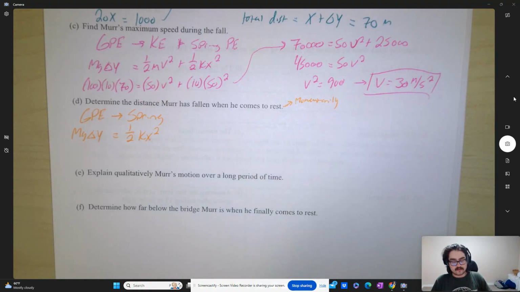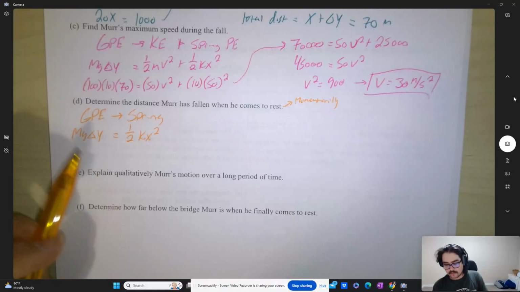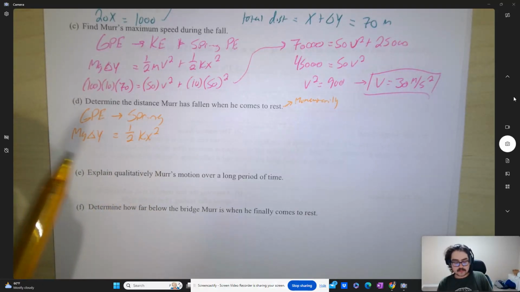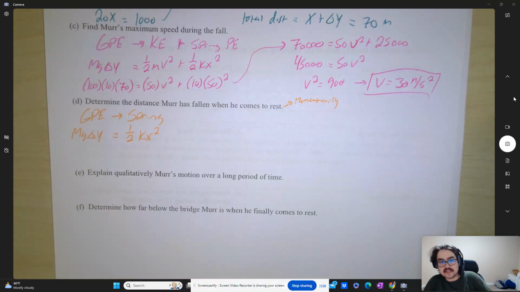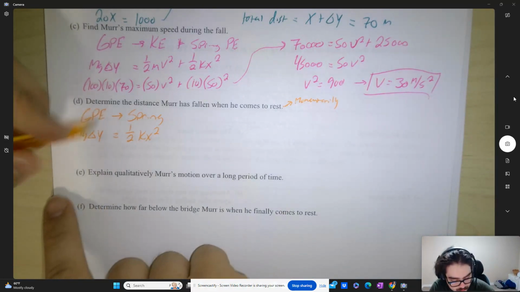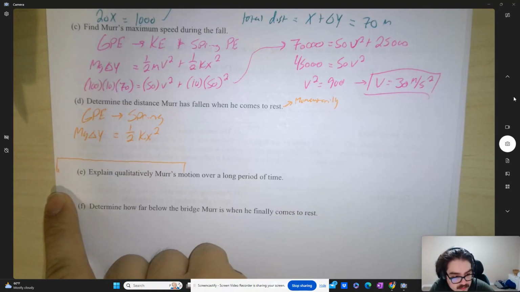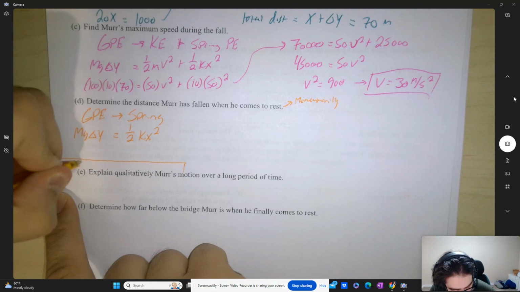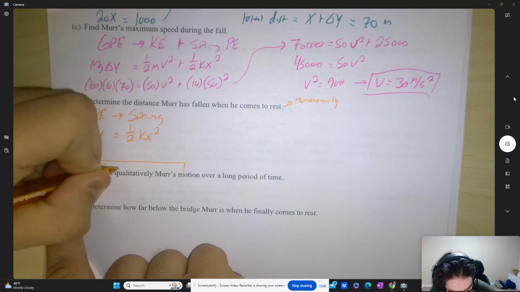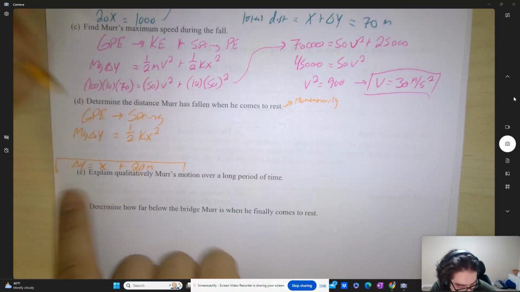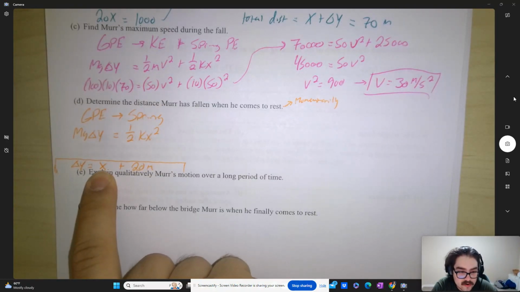Now, it's important to note that delta y should be the stretch of the cord. So we don't know how far down he is when he comes to rest. What we do know is that delta y is equal to x plus the unstretched length, which is the 20 meters. X is the spring stretch right here.